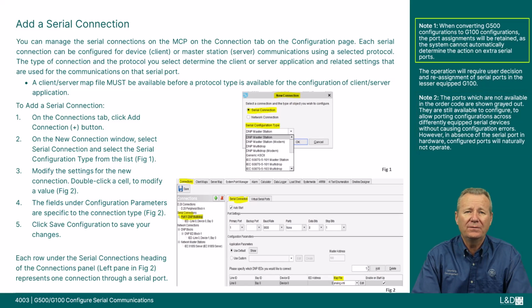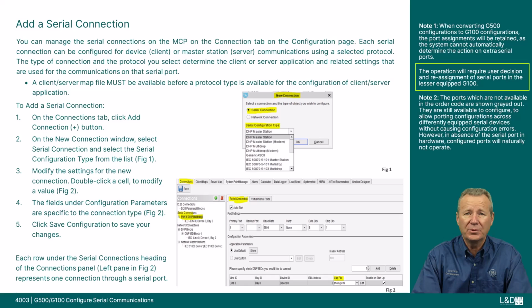When converting G500 configurations to G100 configurations, the port assignments will be retained, as the system cannot automatically determine what to do with the extra serial ports. Because this is a conversion from a device with more serial ports, this operation will require a user decision and reassignment of serial ports in the lesser-equipped G100.